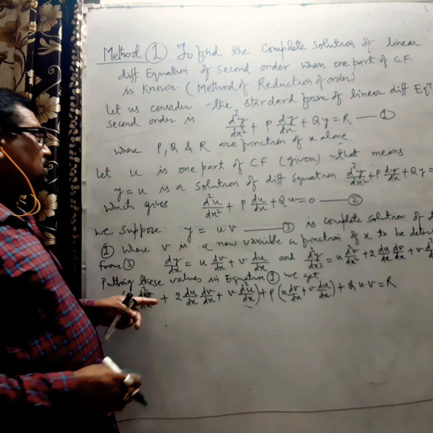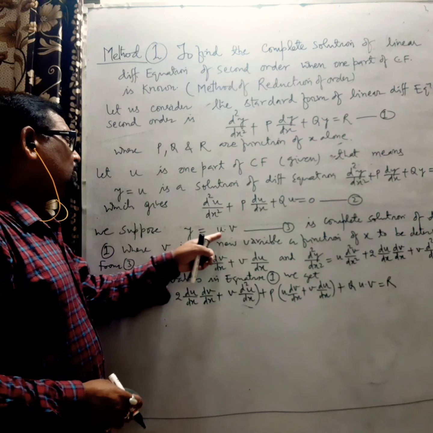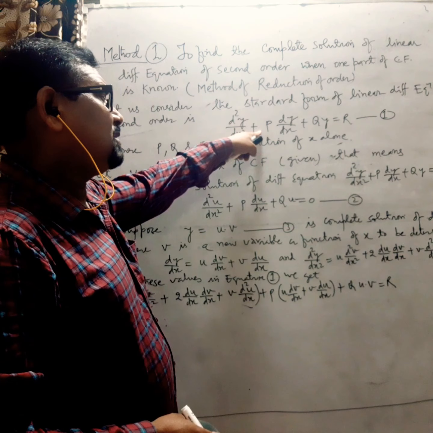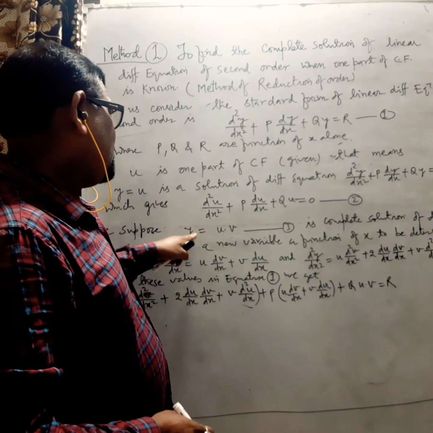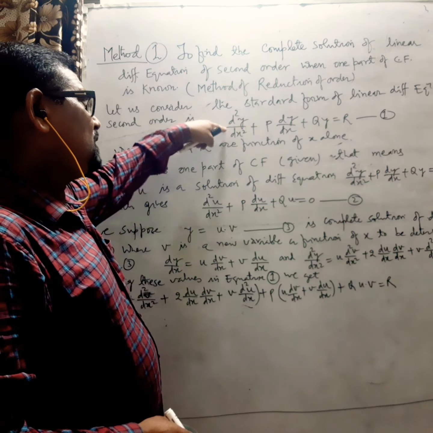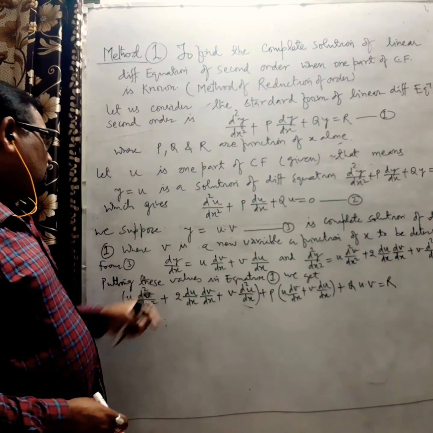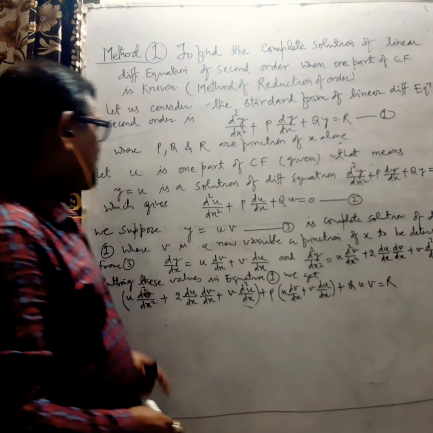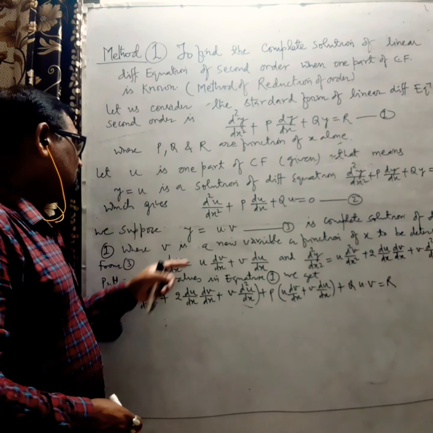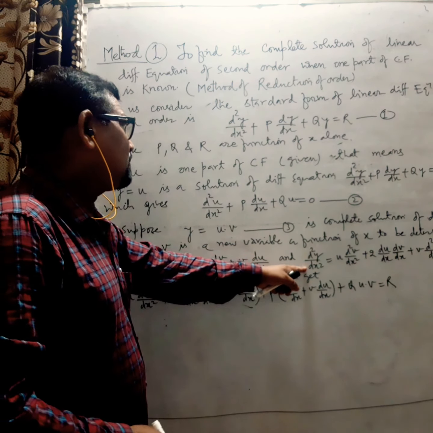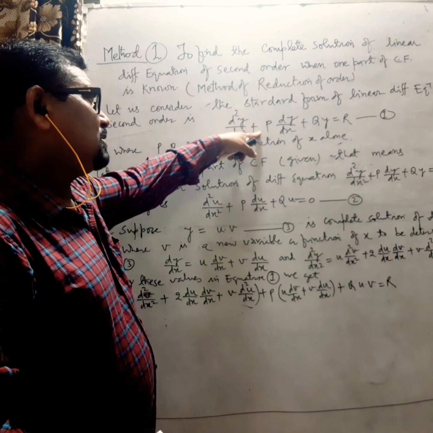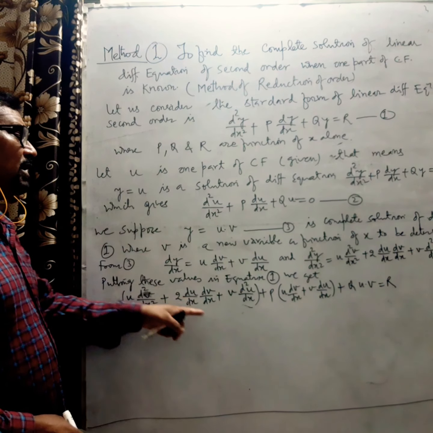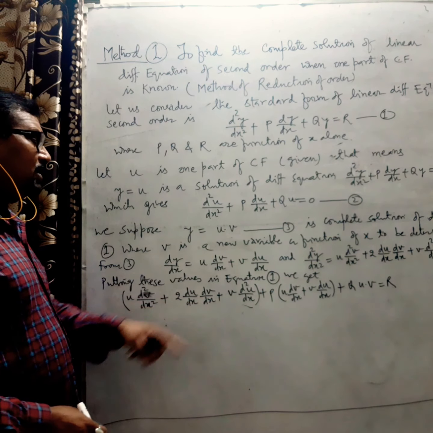It is only because you have taken y is equal to u into v, by equation 3, a complete solution of the given differential equation 1. So this y is equal to u into v will satisfy the differential equation 1. In that case, you find dy upon dx and d2y upon dx square, and these values will satisfy the differential equation 1. So on putting these values in equation 1, we get the new equation, and here is the new equation.